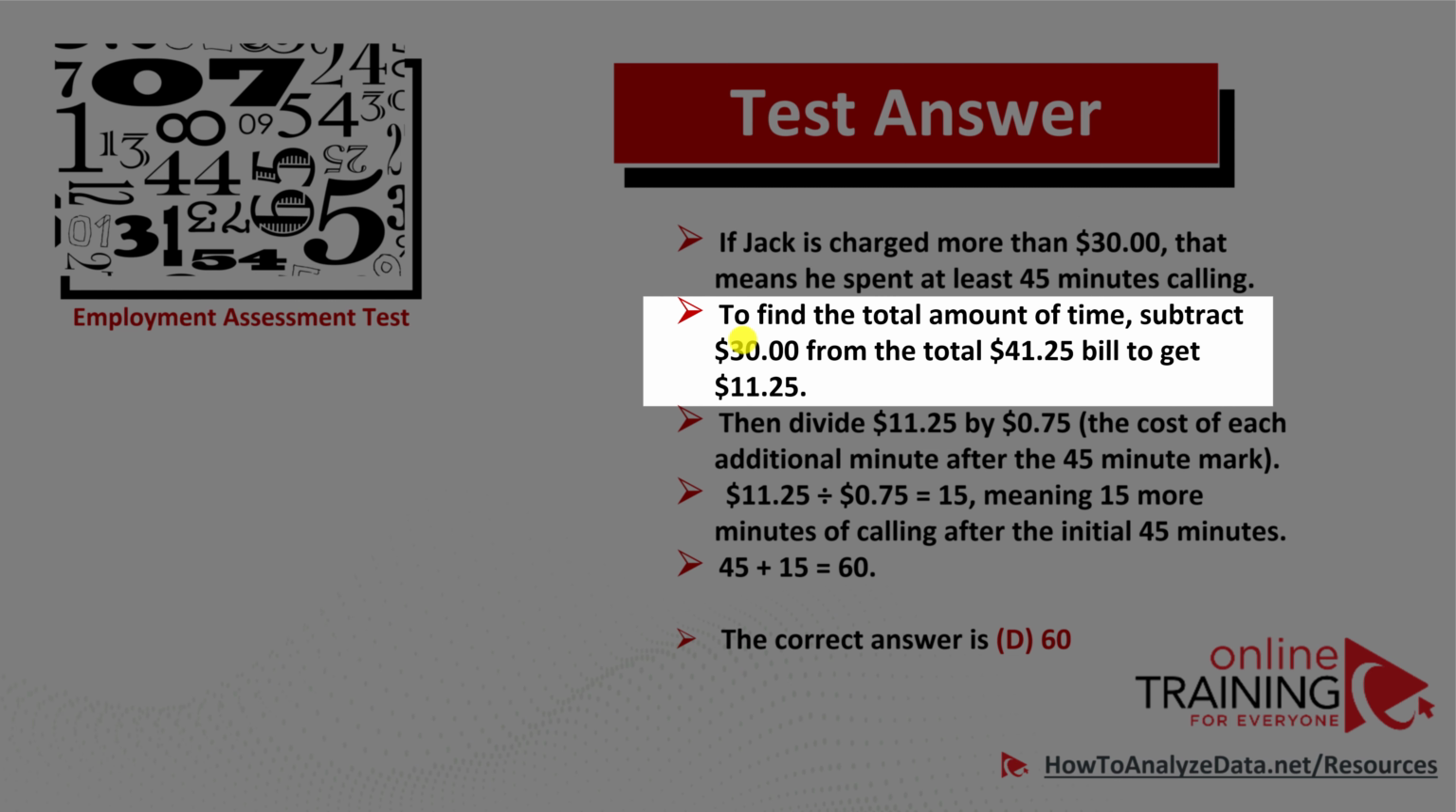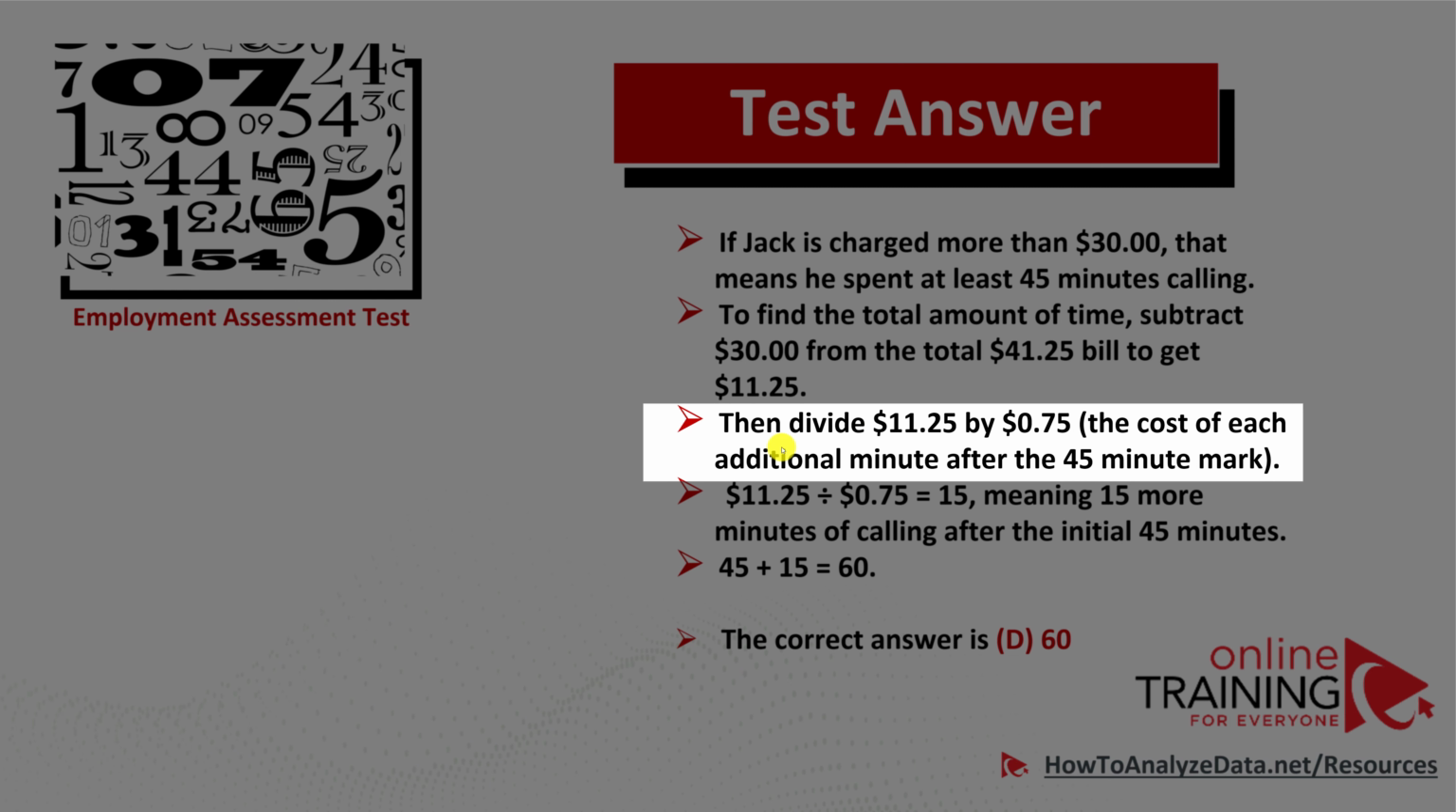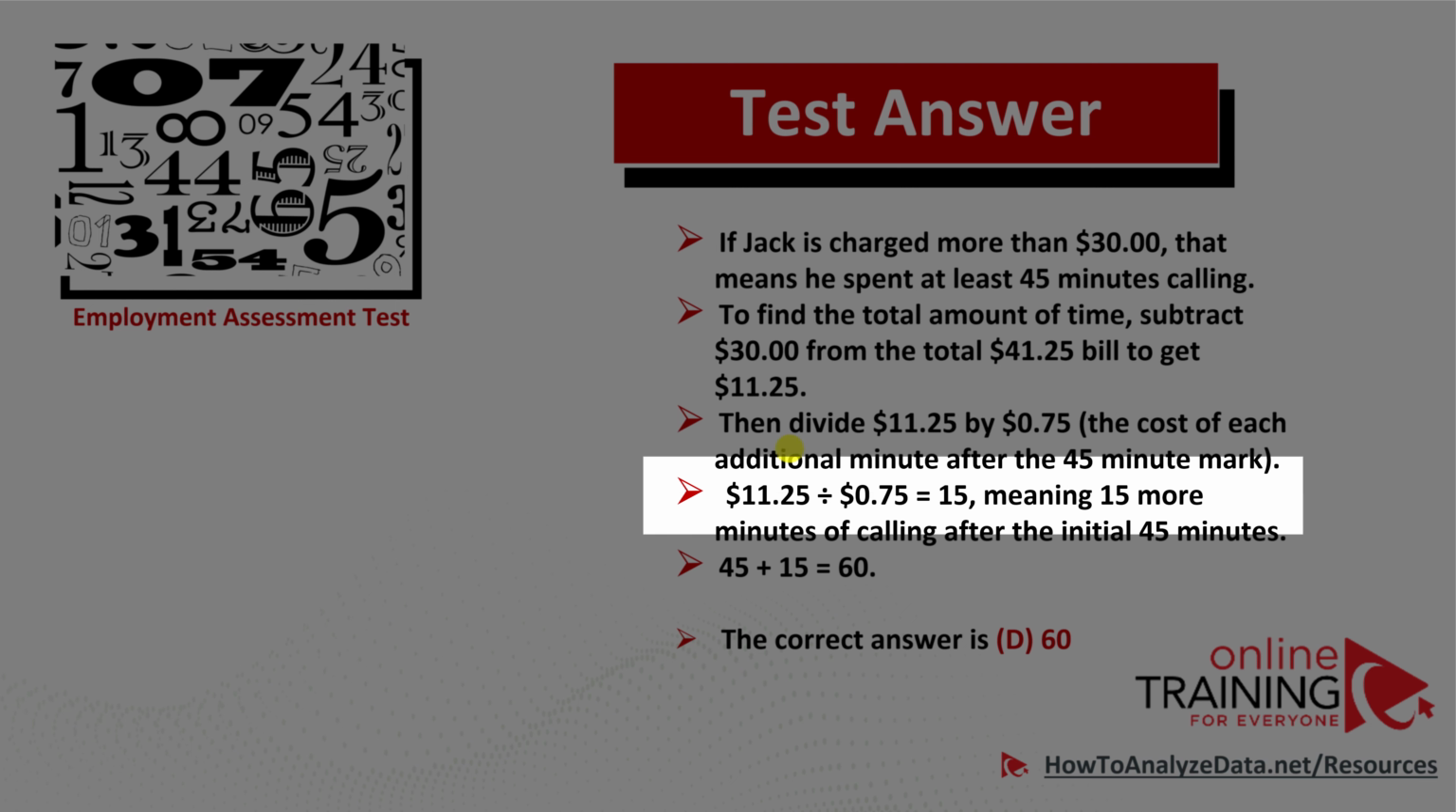To find the total amount of time, we need to subtract the fixed charge from the total of $41.25, and that would be equivalent to $41.25 minus 30, which would be $11.25. In the next step, we need to divide $11.25 by 75 cents per minute, which is the cost of each additional minute in the variable portion of the bill. $11.25 divided by 75 cents is equal to 15, which means 15 more minutes of calling after the initial 45 minutes.